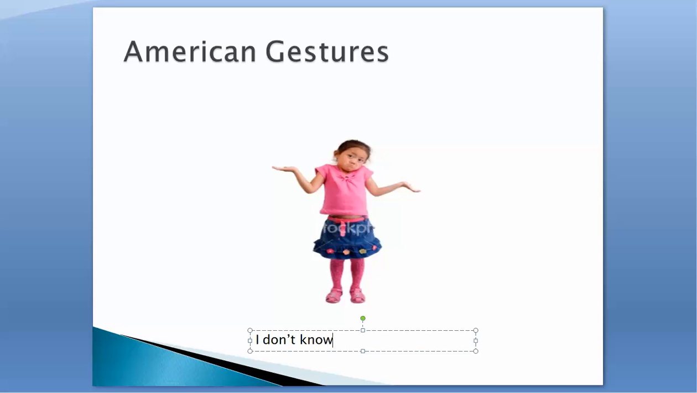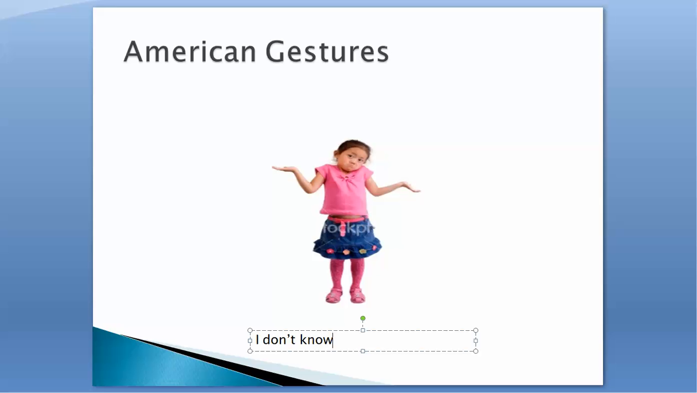So let's imagine this little girl's mother saw a lot of toys on the floor. She saw her daughter standing there, and she said, Susie, where did all of these toys come from? Who put them on the floor? Instead of talking, Susie put her hands in the air, meaning I don't know.